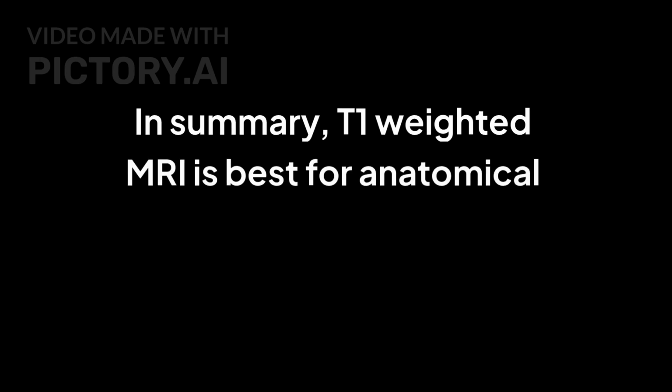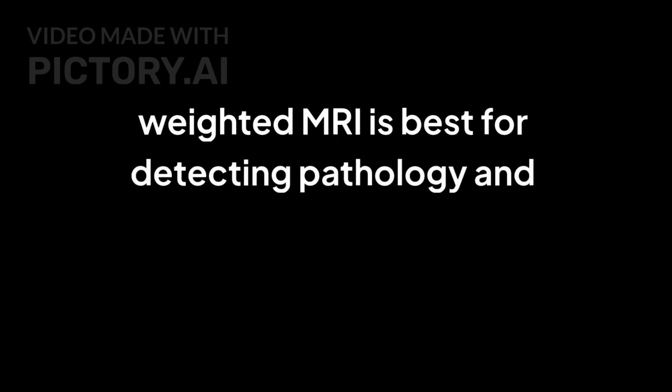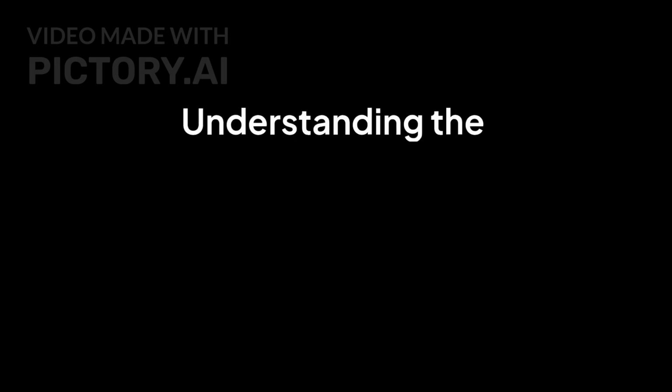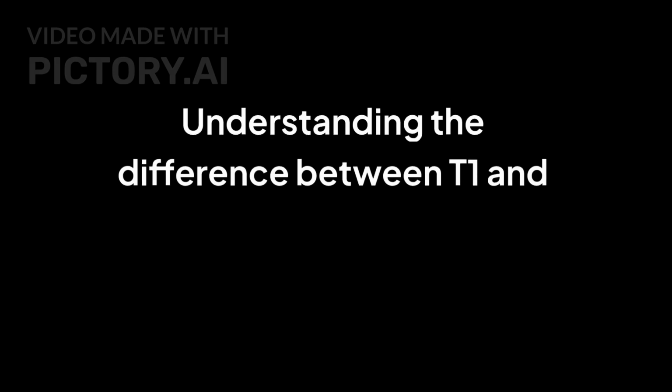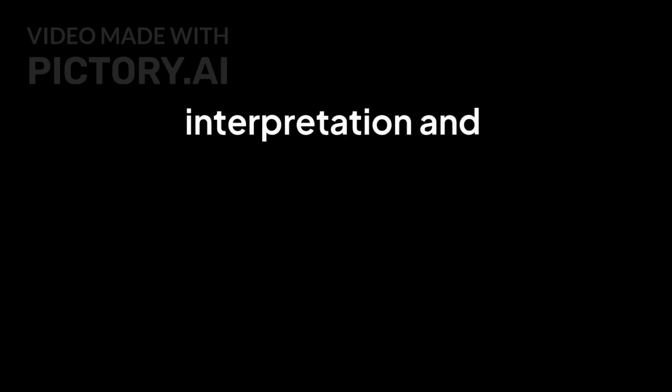In summary, T1 weighted MRI is best for anatomical information and contrast evaluation, while T2 weighted MRI is best for detecting pathology and fluid-related abnormalities. Understanding the difference between T1 and T2 weighted images is essential for accurate MRI interpretation and diagnosis.